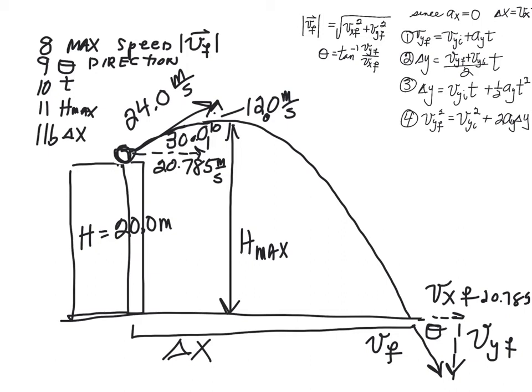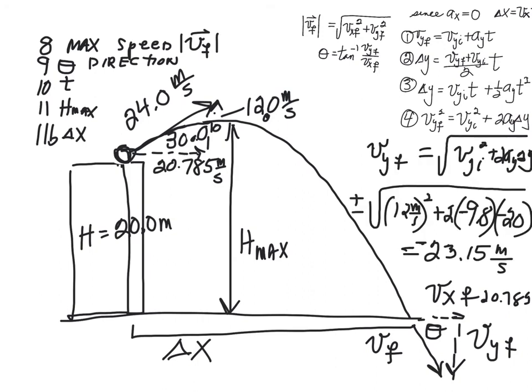But that's okay because we need the time anyway for question number 10. But I'm just going to do it directly. Since we don't have the time yet, we can use equation number 4, right? Just remember, that's the one without time in it. So let's use this equation to find Vy final.